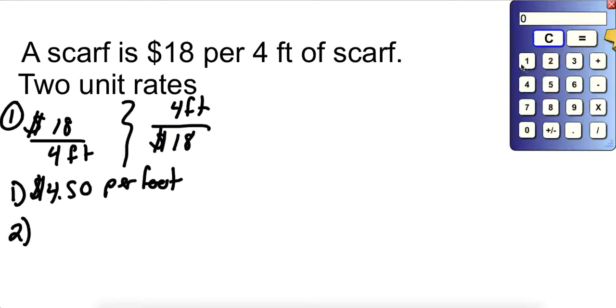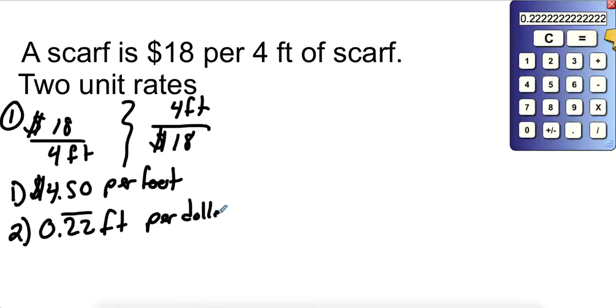Now when I do this, I'm going to get kind of a weird number. So we're going to have 4 feet divided by 18, just like we have in our ratio, so 4 divided by 18. And we see that we get about 2/10 of a foot per dollar. So each dollar we spend, we get that much more scarf.